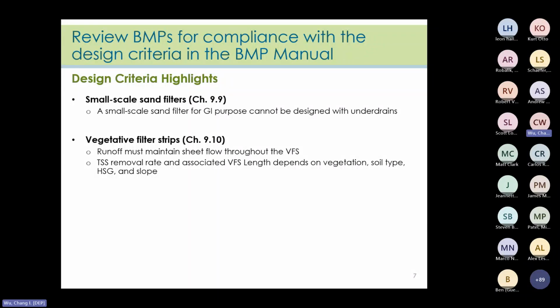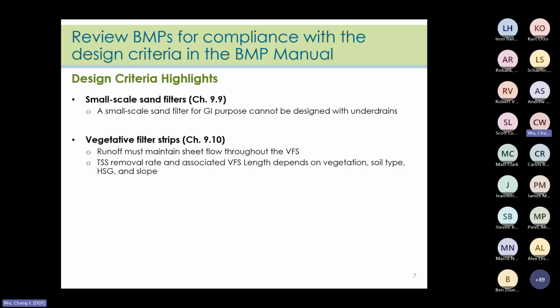And for the vegetated filter strip, the runoff must maintain sheet flow through the vegetated filter strip. And the TSS removal rate and associated length for the vegetative filter strip depend on the vegetation type, soil type, HSG designation and the slope. So you can check the BMP manual.